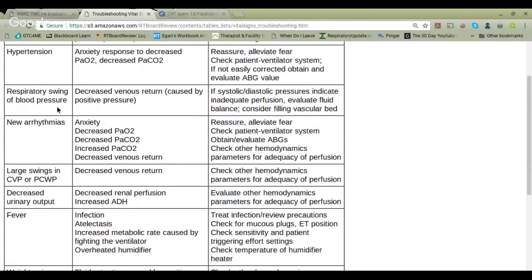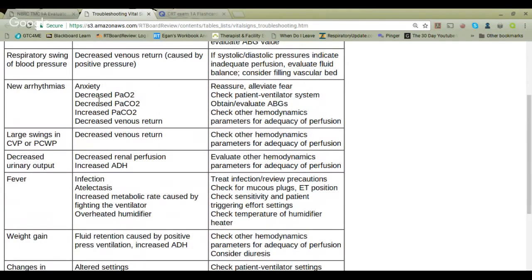Respiratory swing of blood pressure, decreased venous return caused by positive pressure. If systolic or diastolic pressures indicate inadequate perfusion, evaluate fluid balance and consider filling vascular bed, which is the same as hypotension. New arrhythmias, possible cause could be anxiety, decreased PaCO2, or increased PaCO2 and decreased venous return. You reassure, you alleviate the fear, you check the patient's ventilatory system, obtain and evaluate ABGs, you check other hemodynamic parameters for adequacy of perfusion.